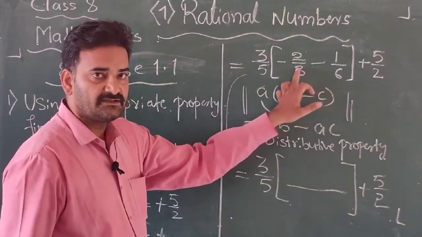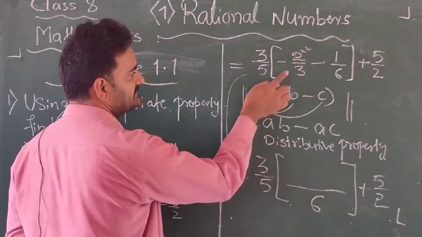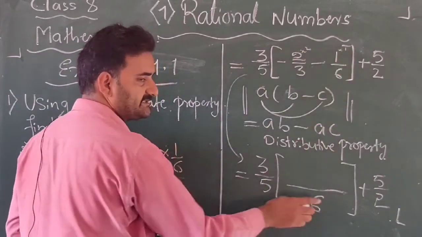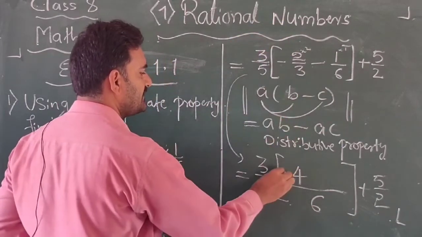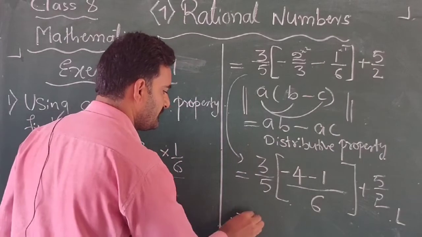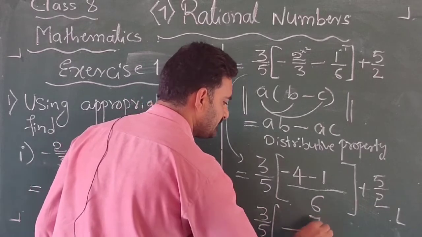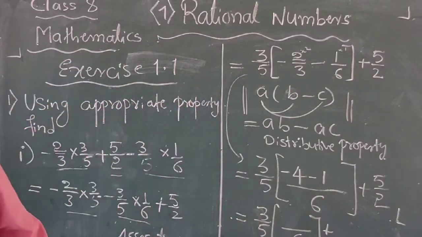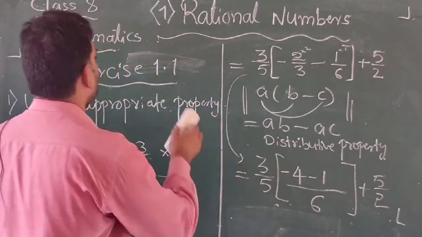Now what is the LCM? Here the LCM is 6. 3 2s are 6, like this. 3 2s are 6. Next, 6 1s are 6. This is the LCM. Now 2 2s are 4 with minus sign. Now again minus, 1 1s are 1. Now 3 by 5, 6 as it is, plus, is it visible, sir? No? Okay, it is not visible. I am going to write up to here, sir. Okay, now I am going to write here.